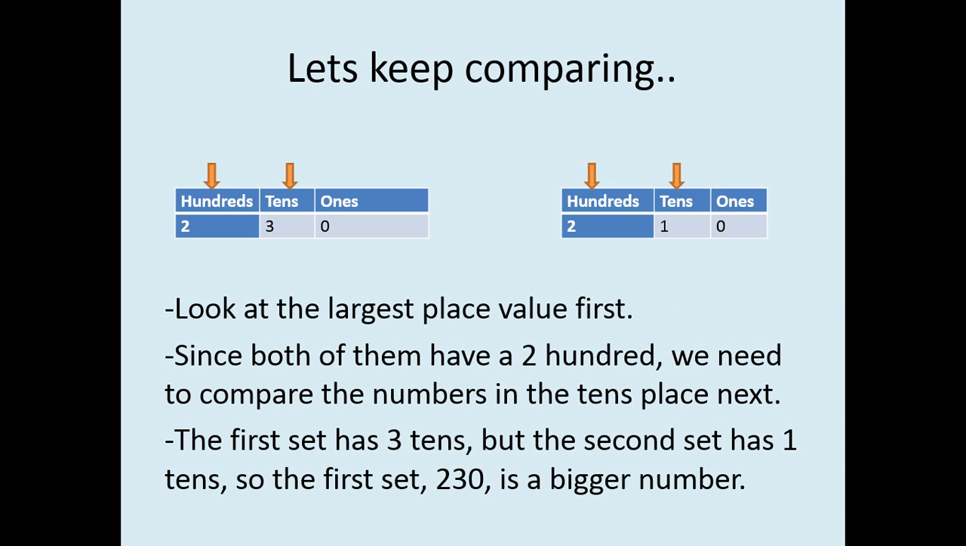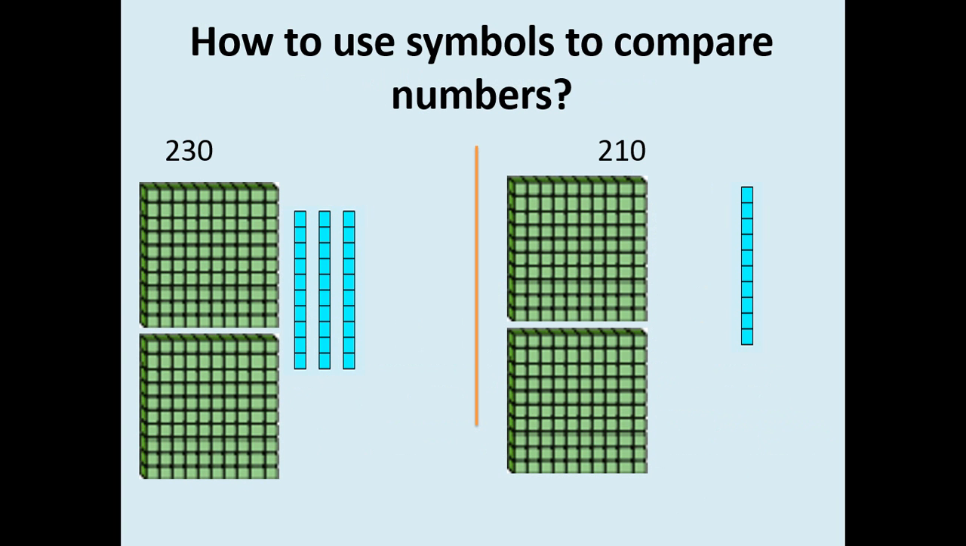Let me double check that looking at my base 10 blocks. 230, 210. I can clearly say that 230 is greater than 210. Ally the alligator will eat 230.